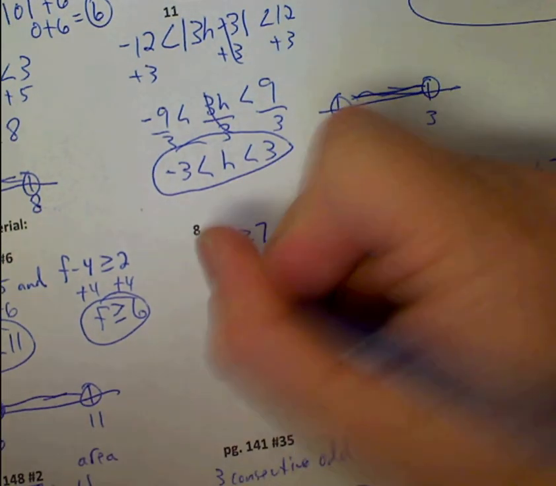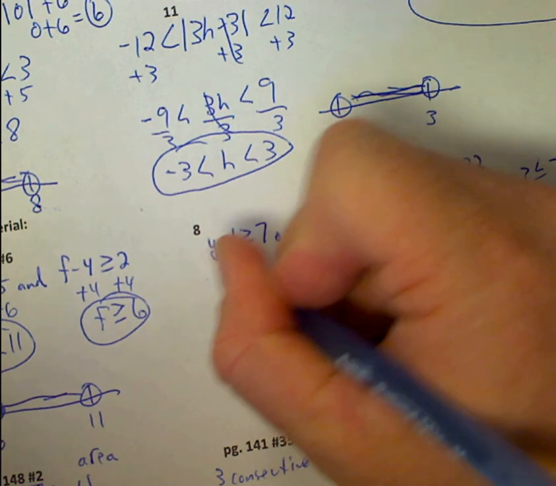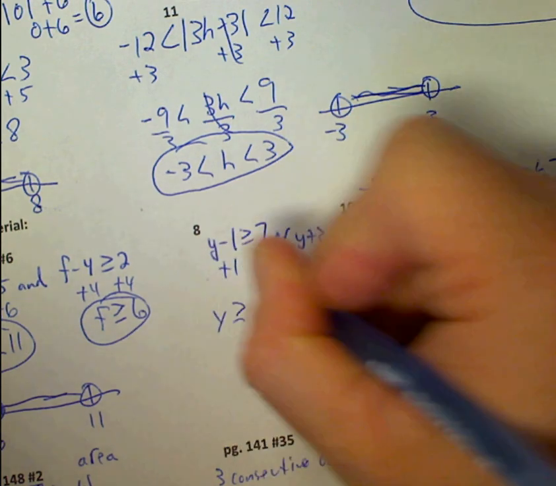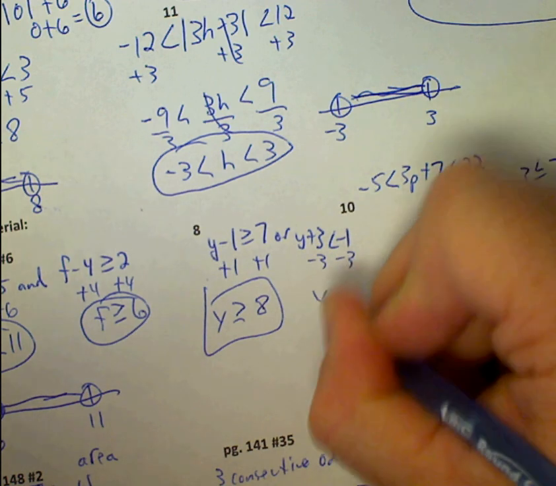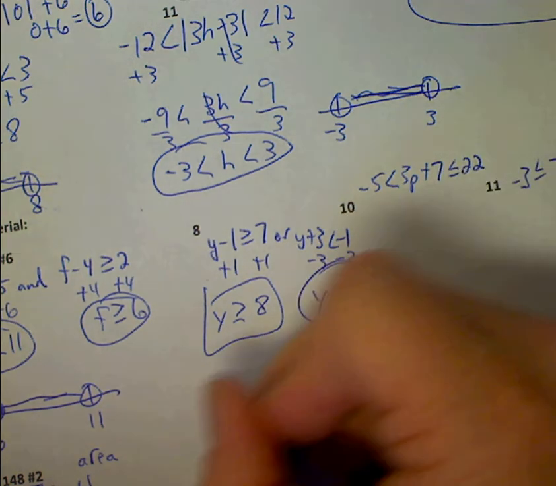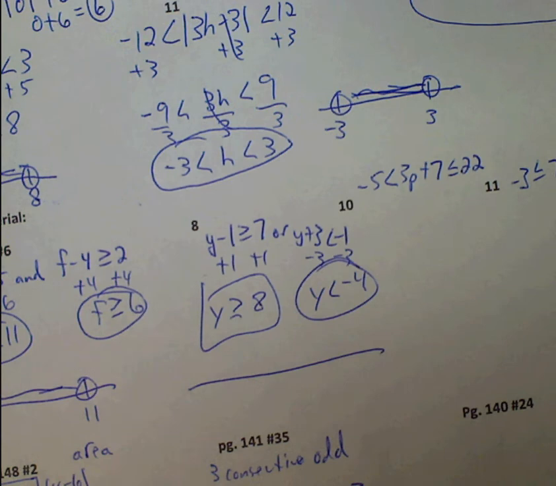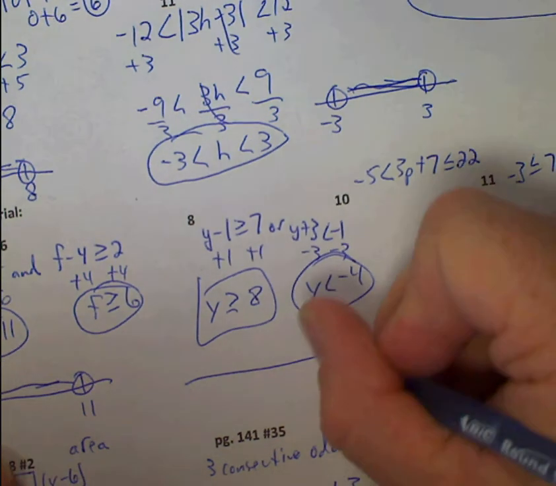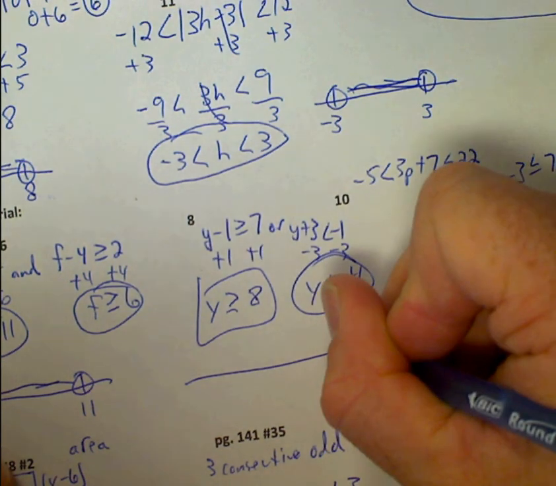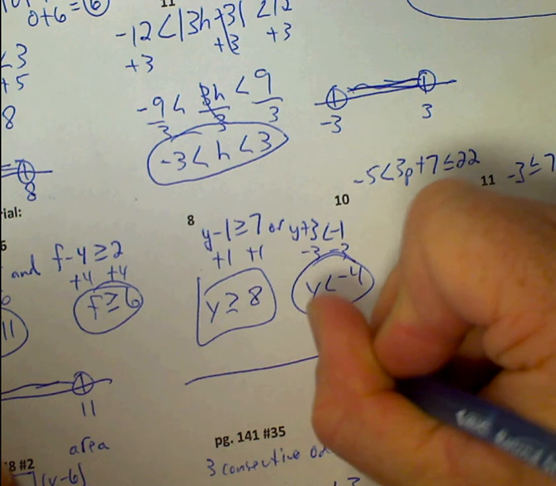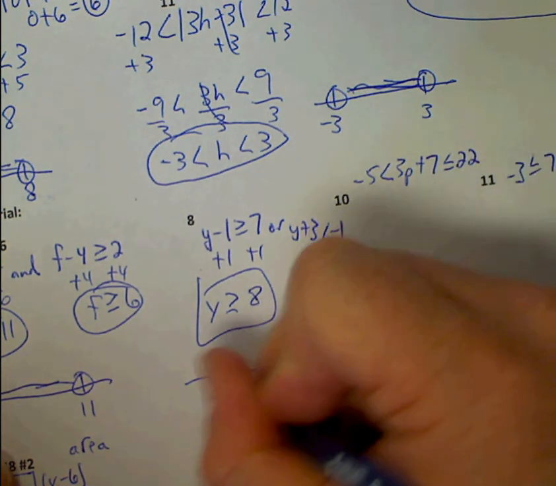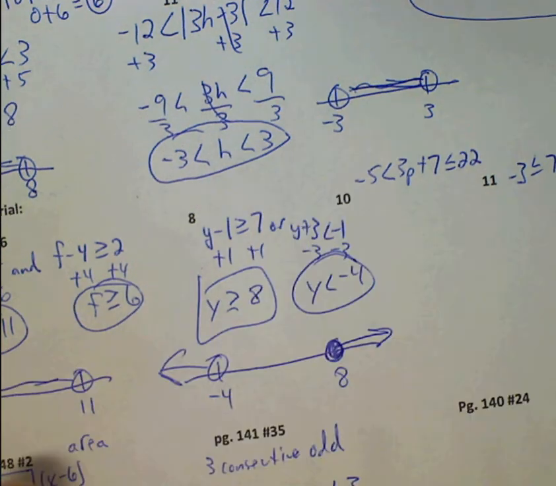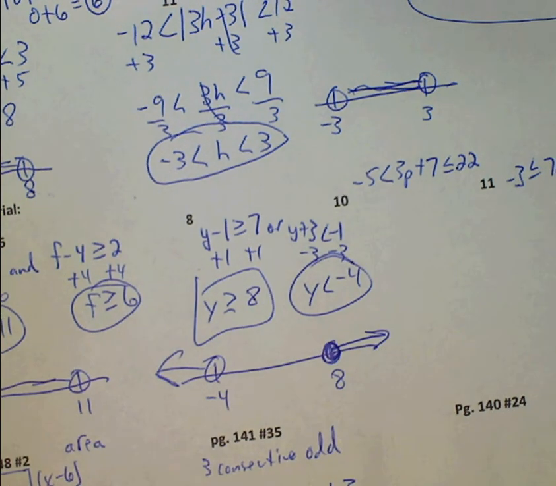On number 8, we have y, so I'm going to add 1, add 1. I got y greater than or equal to 8. I'm going to minus 3, y is less than negative 4. If I graph this on a number line, y is greater than or equal to 8, so closed circle, greater than means to the right. If negative 4 is over here, y is less than negative 4. That's how it would be graphed.